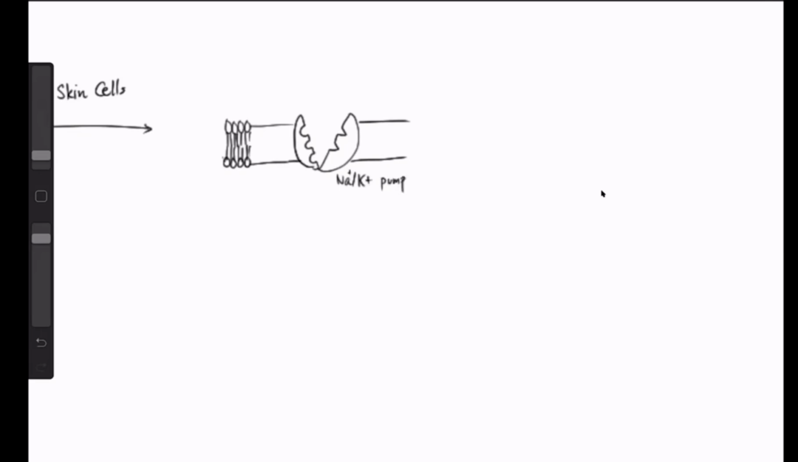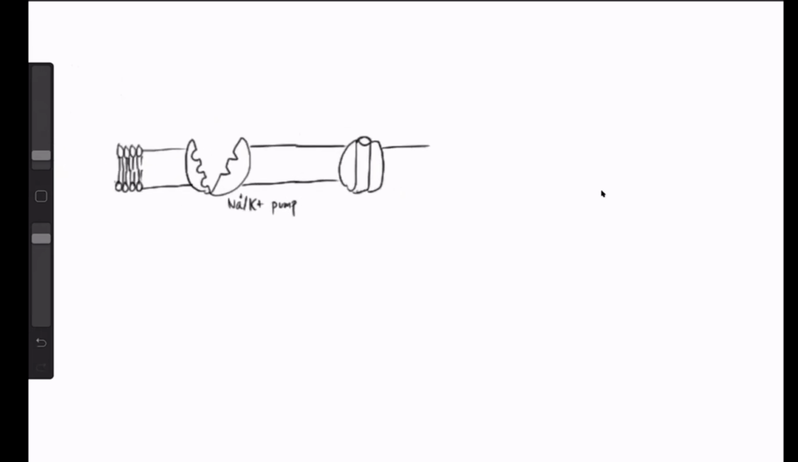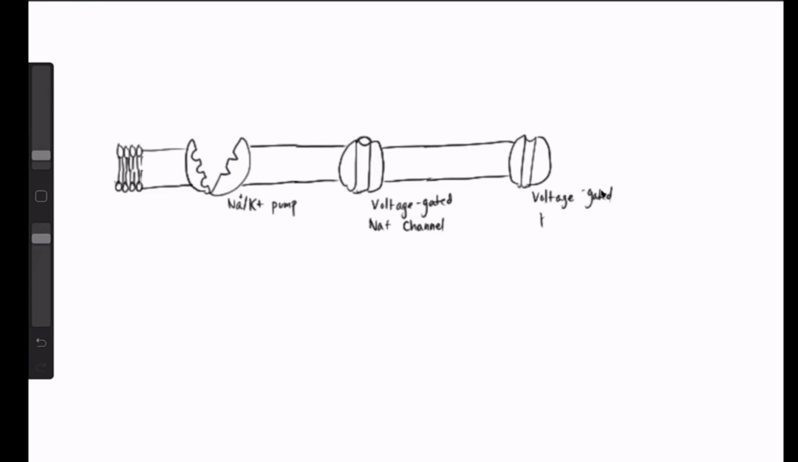I think you guys all know that, right? So let's put a sodium-potassium pump here. And then what we're going to draw are a couple of channels. And these channels are all important. So the first channel here is going to be what we call a voltage-gated sodium channel. All right. And then I'm going to go down here a little bit. And let's draw a voltage-gated potassium channel.